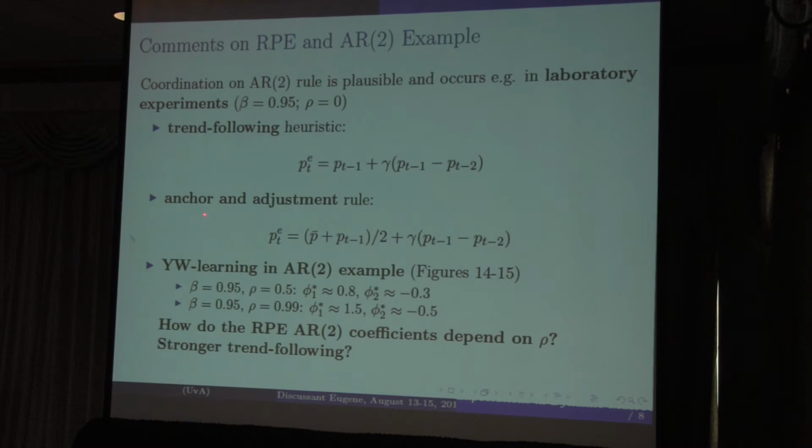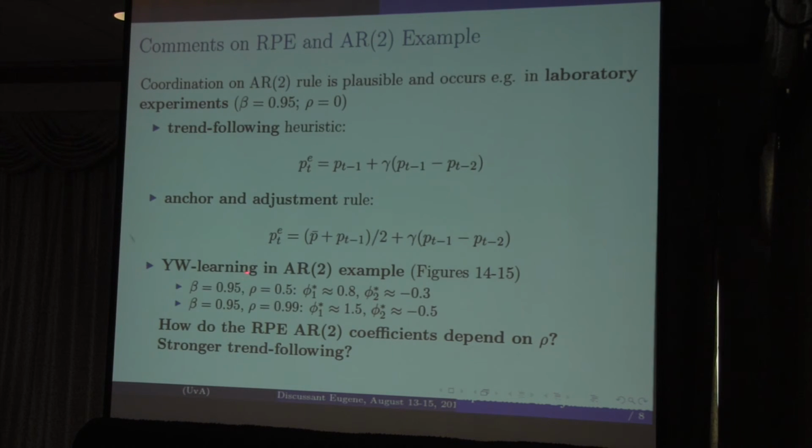Another rule, which is a sort of anchor and adjustment rule, is similar to this, but the anchor is more complicated. The trend following term is the same. The anchor is an average of the mean price and the last observation. Okay, this is again a rule that we found in the lab, as examples where coordination on this rule occurred.